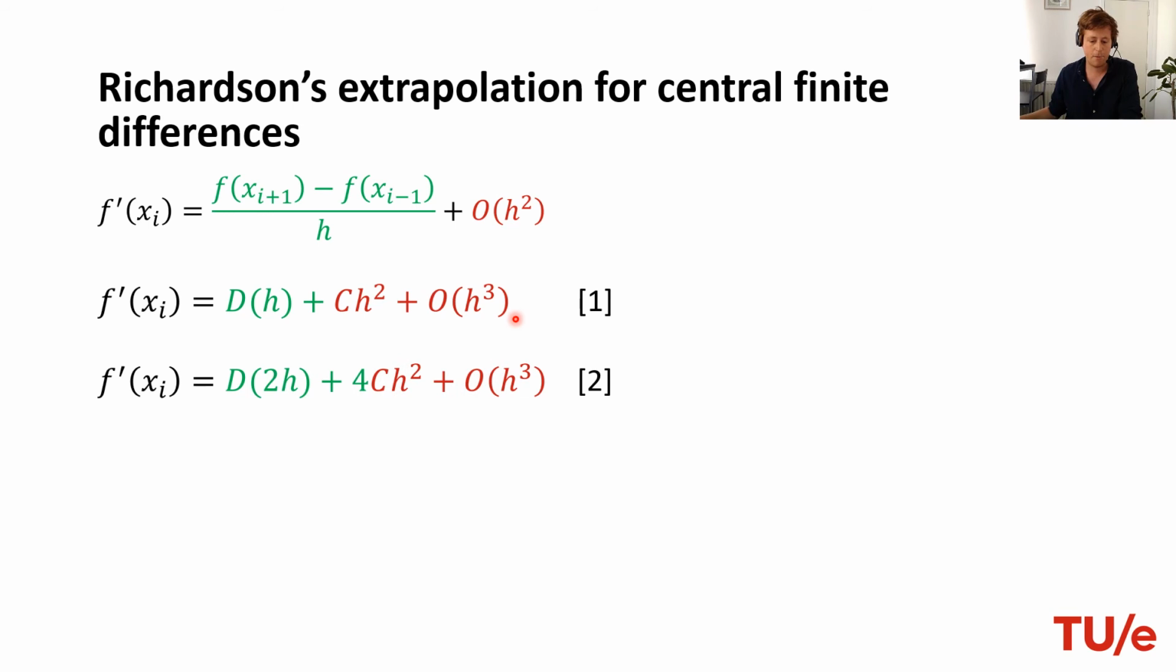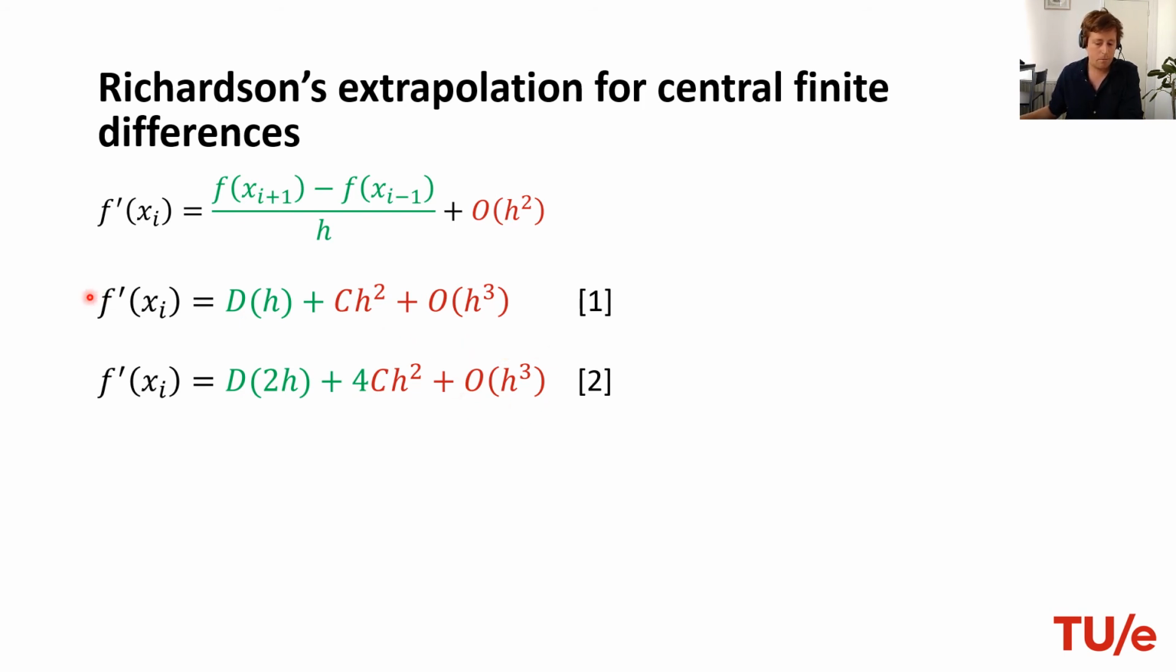Then in the second step, we evaluate this same right-hand side now not at a spacing of h, but we use 2h instead. So we replace h with 2h, both in this finite difference function, but also in the error terms. If we plug in 2h instead of h, we get 2 squared, which is 4, times c times h squared. The higher order terms, we're just going to keep them grouped under this order of h cubed.